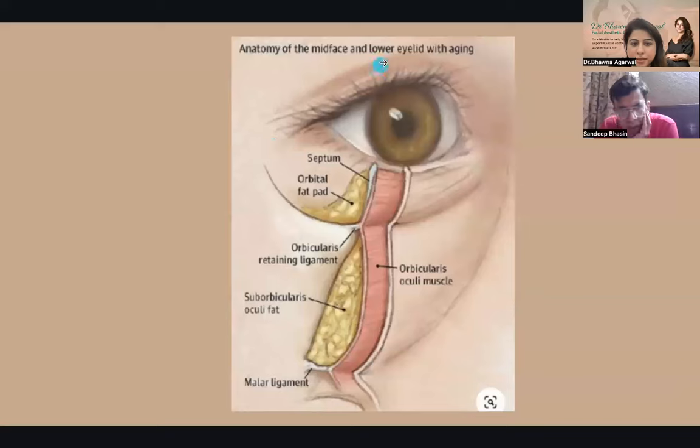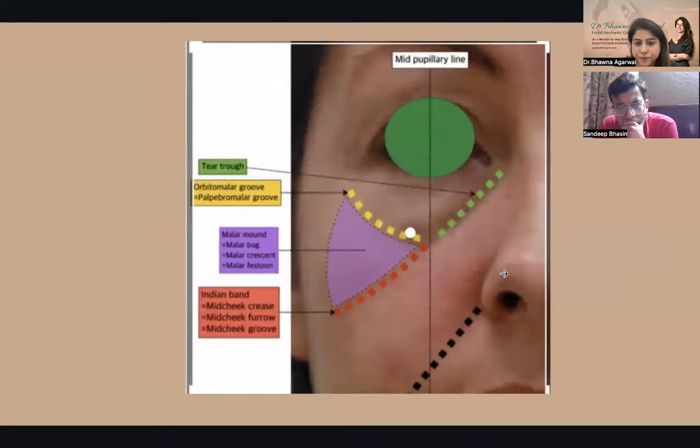This is, again, anatomy, the same slide. From the frontal aspect, this is how it's seen. We have the palpebromalar groove. The red dotted line is called the Indian band, mid-cheek crease, mid-cheek furrow, mid-cheek groove, and nasojugal groove. You can call it by many names. And here in this triangle, you get the malar mound.